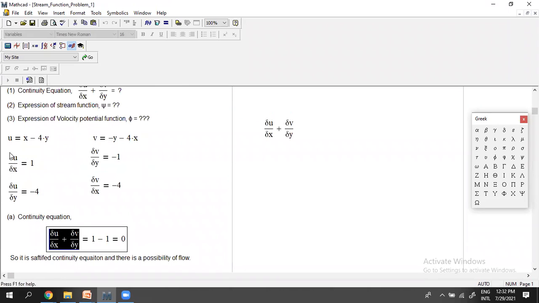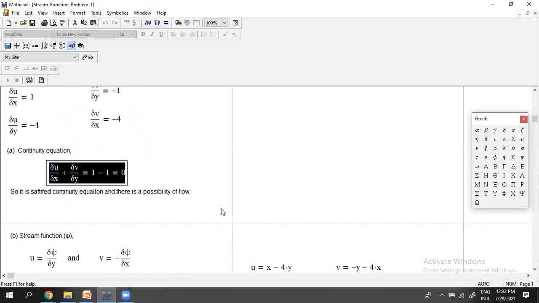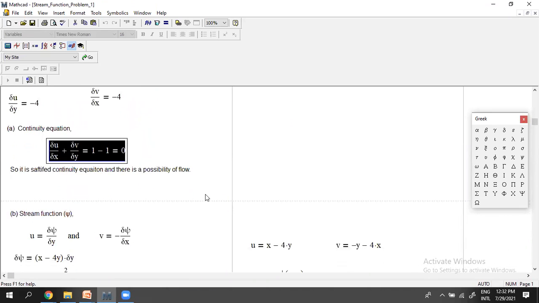So del U by del X will be 1, right? You put over here 1, and del V by del Y is minus 1. So that means it satisfies the continuity equation, and the flow is possible, right?